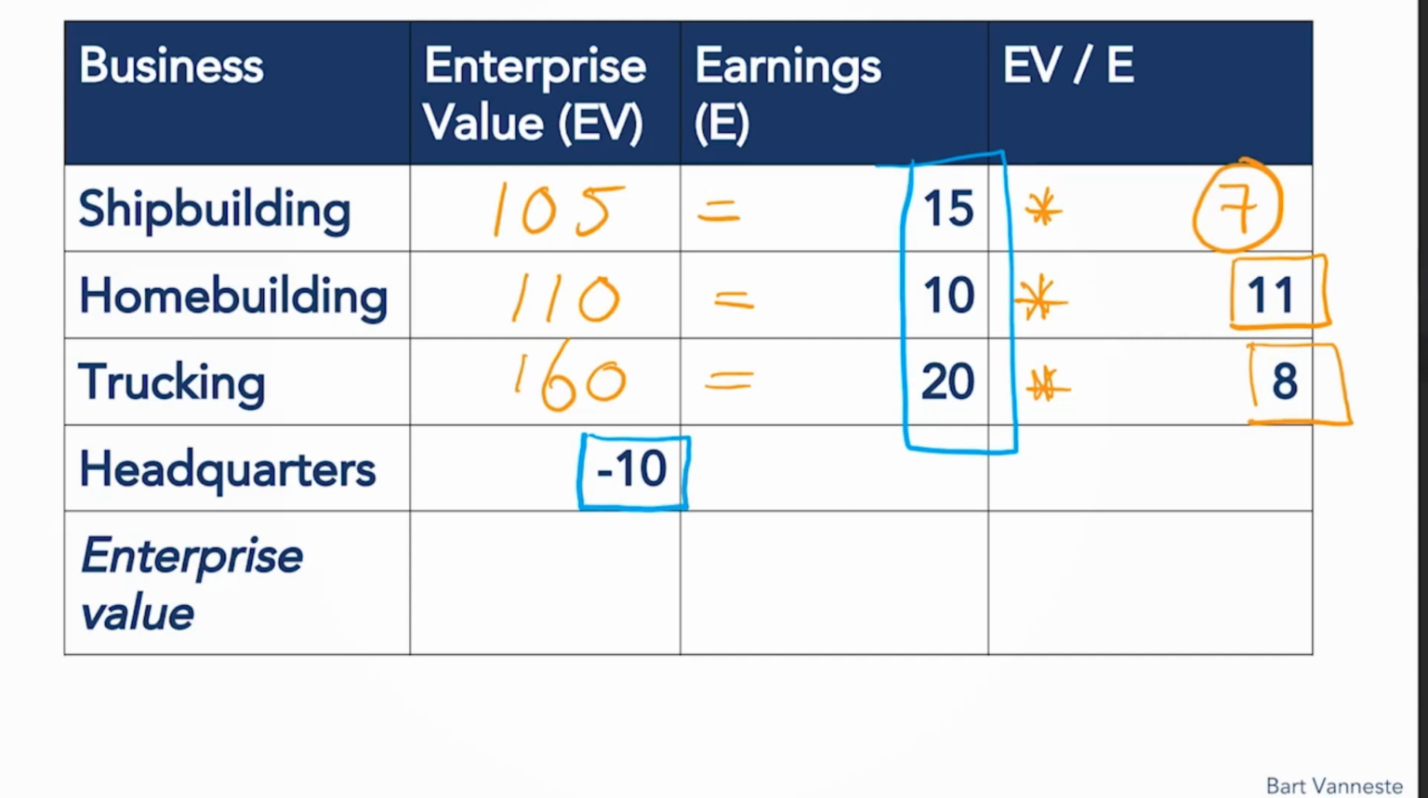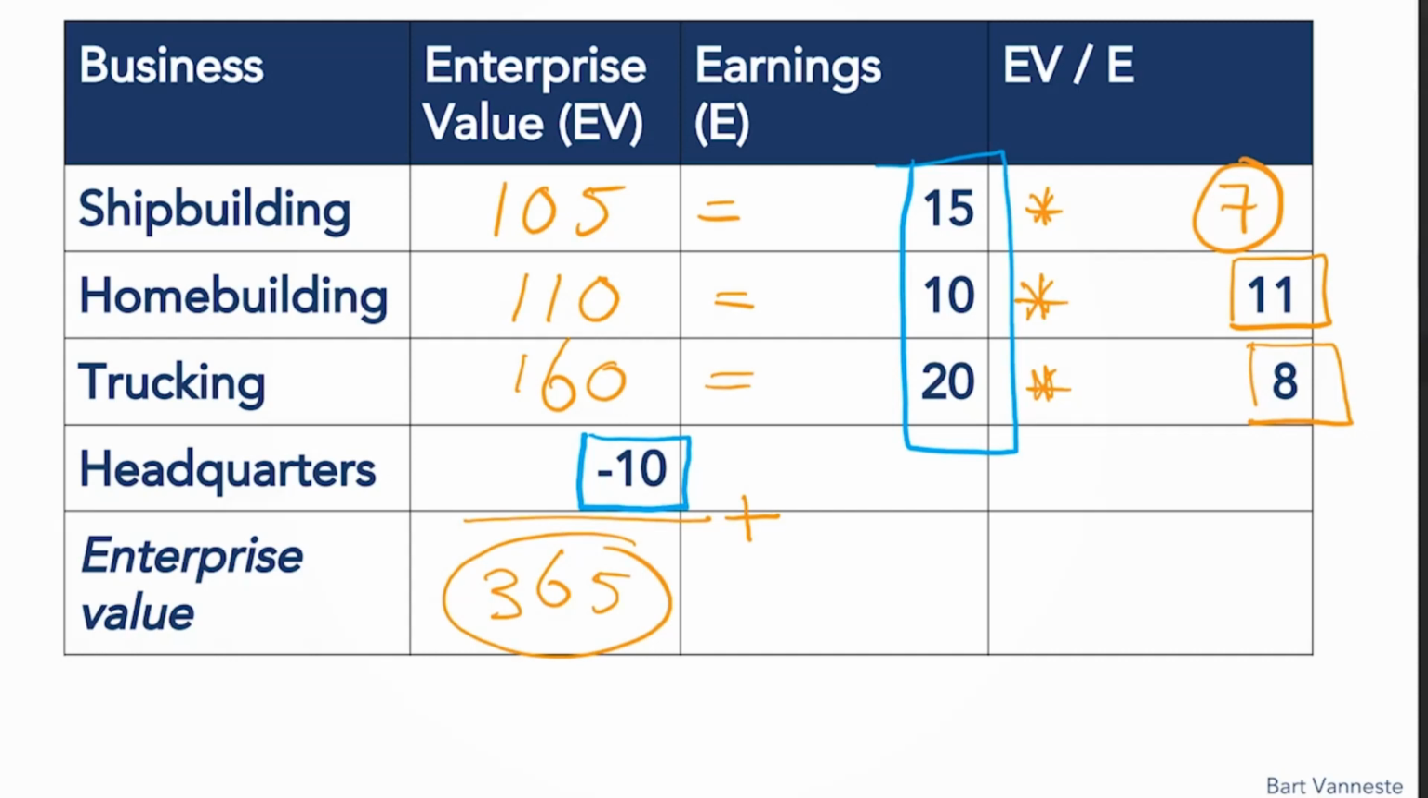Now we have all pieces in place and we can calculate the enterprise value for our multi-business firm. The way to do that is we're going to add everything in this column of enterprise value, and we need to keep into account that headquarters has a minus. So we subtract that from the whole. So if we add all these numbers, 105, that gives us 365. So now, based on our sum of the parts analysis, we've concluded that our multi-business firm is worth 365.